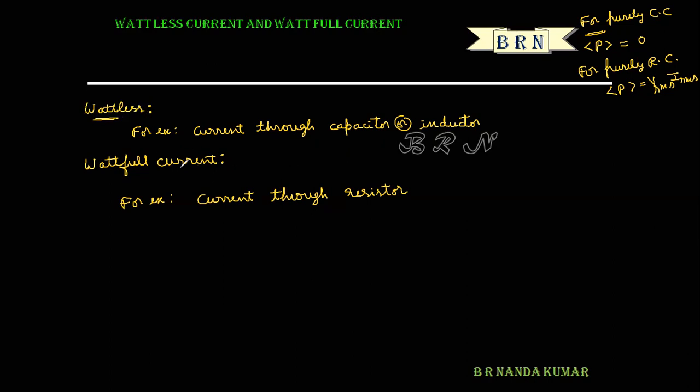What is the meaning of wattful current? Wattful current means current flowing through a circuit containing only a resistor, because there is a power loss across the resistor, right? What is the example? The example is current through a resistor, right?